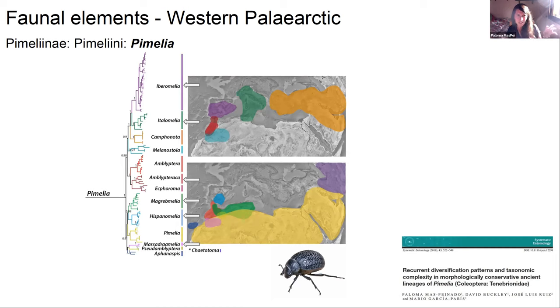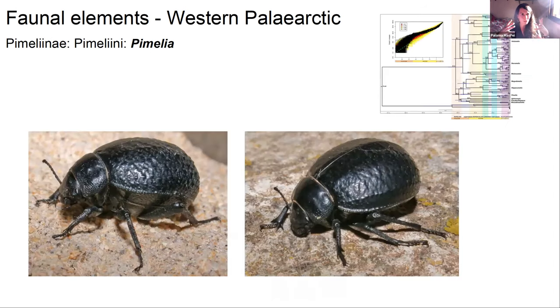And we continue a study within the different subgenera, mainly focusing on the Iberian Peninsula and Morocco. And yes, we recover these recurrent morphological patterns in divergent species, like this example. On the left is Pimelia rotundipennis from Amblyptera. On the right is Pimelia tristis from Amblyptera.